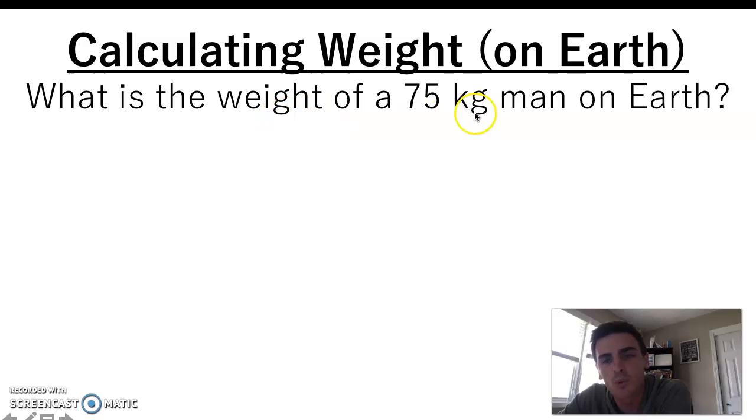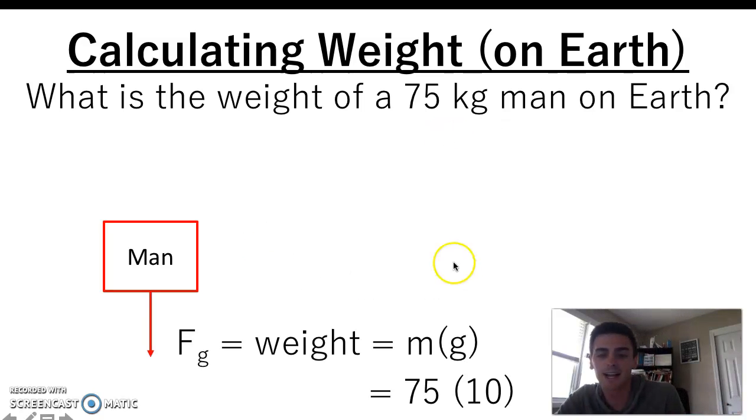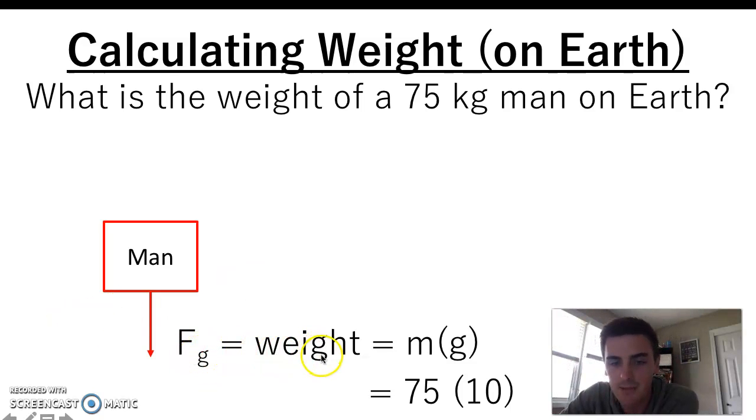If we said what is the weight of a 75 kilogram man on Earth, a lot of people would put 75 kilograms, but we're going to draw a little free body diagram to help us. We're going to draw weight as a downwards arrow because it's the force of gravity. Force of gravity is the same as weight. We can calculate that by taking m times g. The guy's mass is 75 kilograms like the problem told us. Instead of 9.8, we use 10. So the weight, the force of gravity on that 75 kilogram man, or his weight, would be 750 newtons downward.